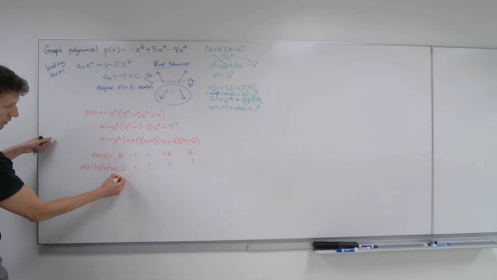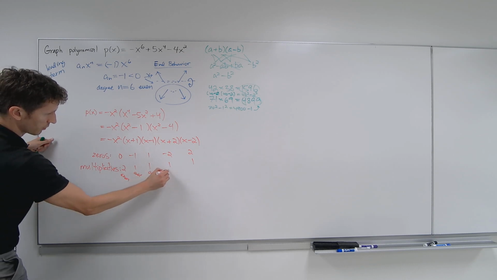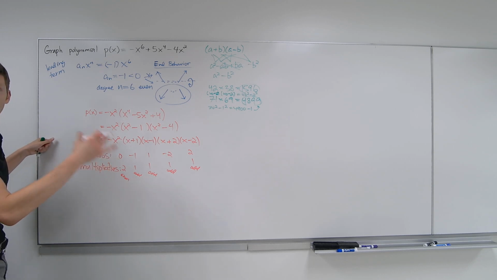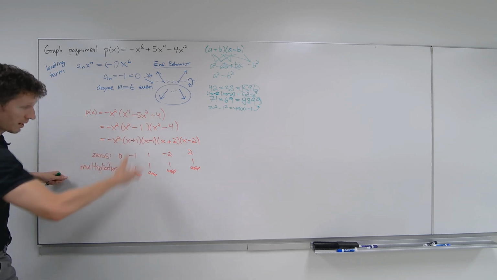When it's an even multiplicity, this is even. These are all odd. This multiplicity is odd, and this multiplicity is odd. When it's an even one, it touches the x-axis. You'll see like a parabola, x squared. It touches. Whereas the 1, it crosses like a line, right?